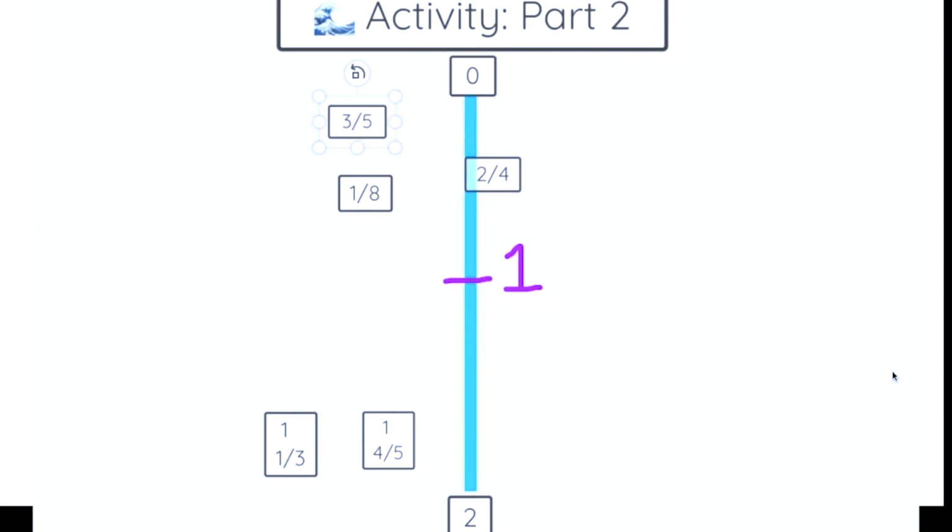Now that I have some benchmarks here, I'm going to shift my focus to 3/5. I know when I'm counting by fifths, I'm adding 2/10 or 20/100 each time. So I can start to think about the value of 3/5 by counting by 2/10. So I can do 2/10, 2/5 would be 4/10, 3/5 would be 6/10, which is larger than 1/2. So I'm going to place 3/5 a little bit beyond 2/4.